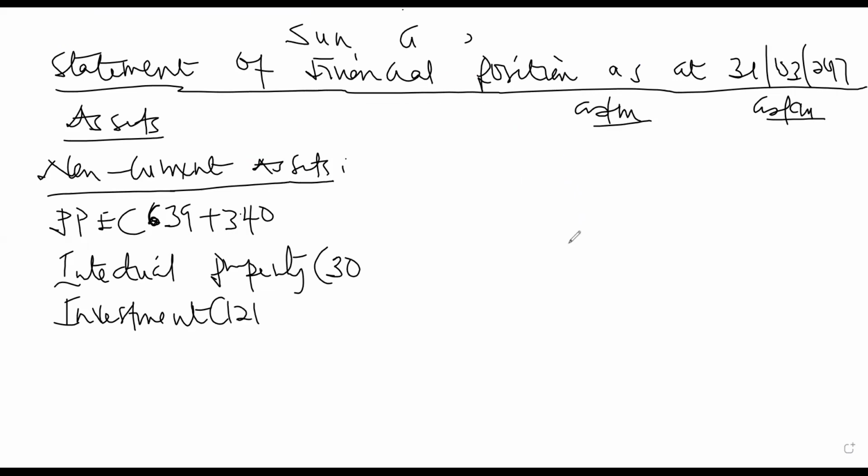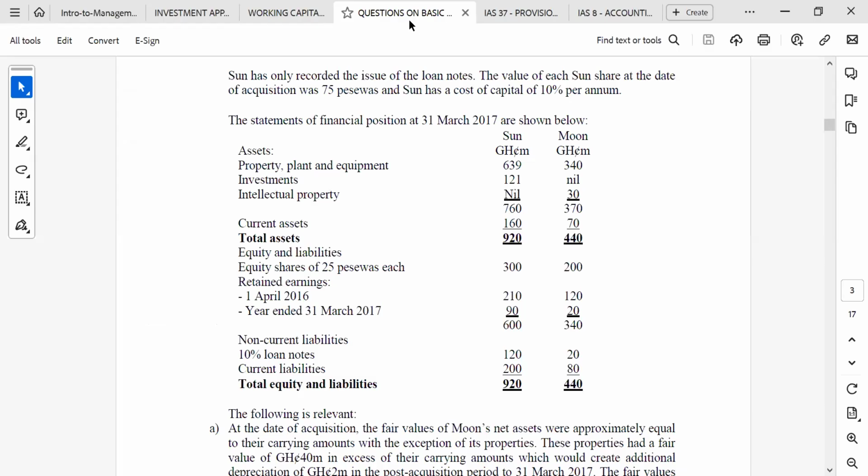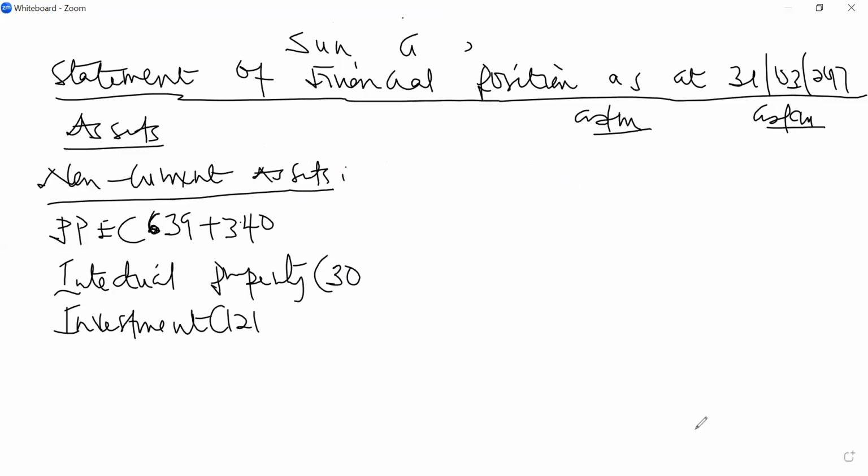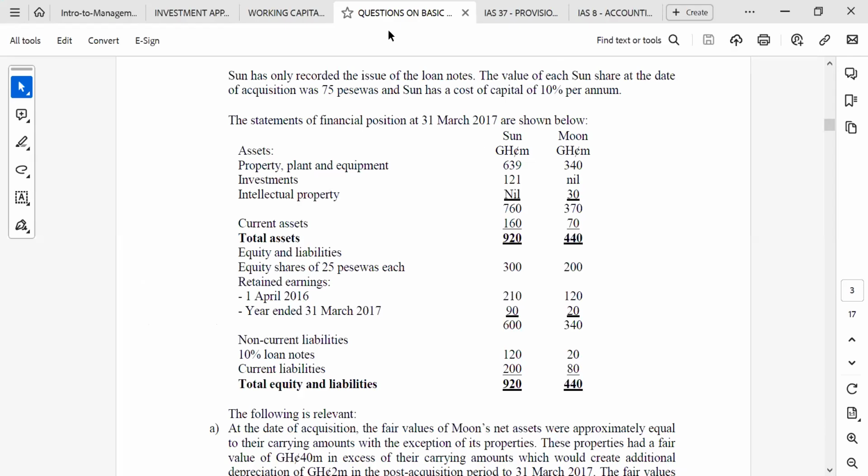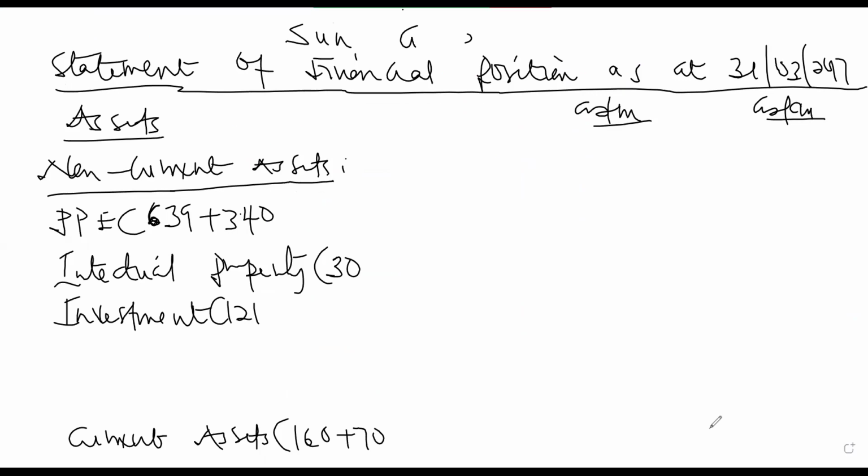Okay. So we can leave a space, maybe like 3. We might be having goodwill, we might be having investment in associate. We can just leave a space like 3. Then you come to your current assets. Our current assets, what is the figure there? 160 and 70. So we have 160 plus 70.